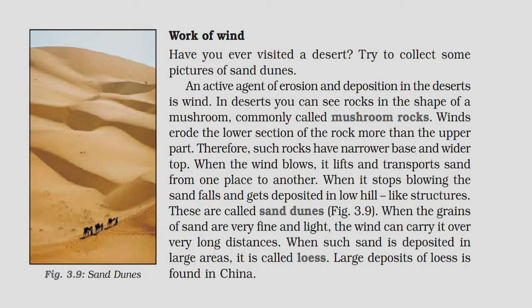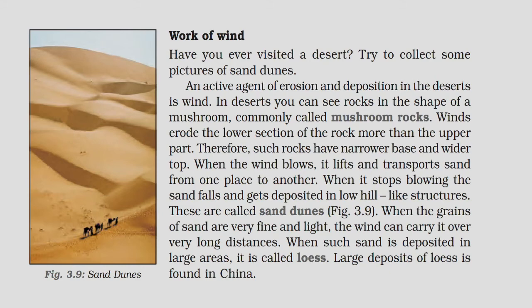Okay, so when the wind stops blowing, the sand falls. That means the wind carries a large portion of sand from one place to another. When it stops blowing, it falls and is deposited in a low hill-like structure known as a sand dune. That means as a result of this strong wind, sand dunes occur.